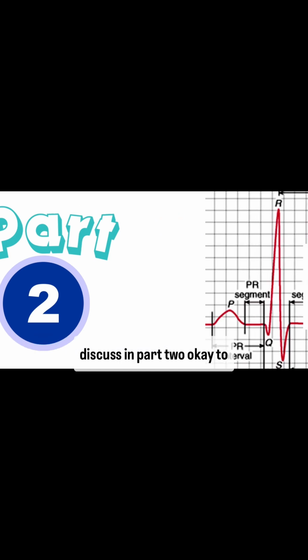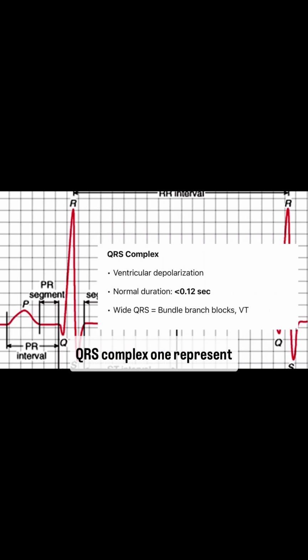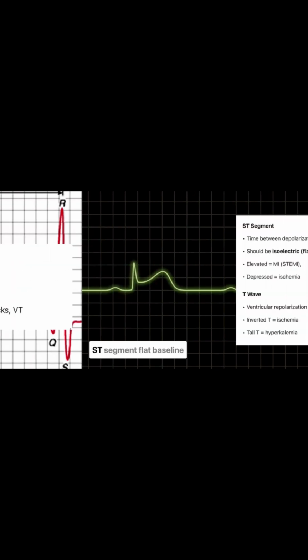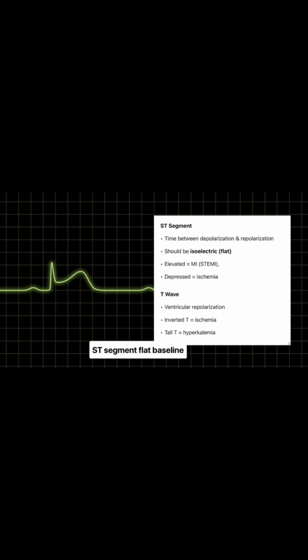Okay. So the QRS complex represents ventricular depolarization. The duration is less than 0.12 second. The abnormality is a wide QRS complex, which suggests bundle branch block or ventricular origin. ST segment, flat baseline between QRS and T. ST elevation then represents MI, ST depression, ischemia.